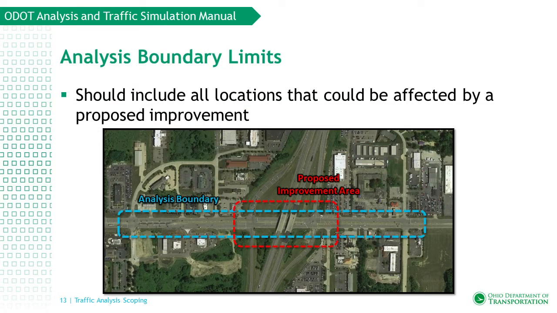The analysis boundary limits should include all locations that could be affected by a proposed improvement. While several intersections could be impacted by an improvement, boundaries should be logically drawn at the locations with the most impact to the traffic flows and/or are the closest proximity to the study location. For example, if two ramp terminal intersections are being improved, it would be sensible to include the two adjacent signalized intersections on the arterial.